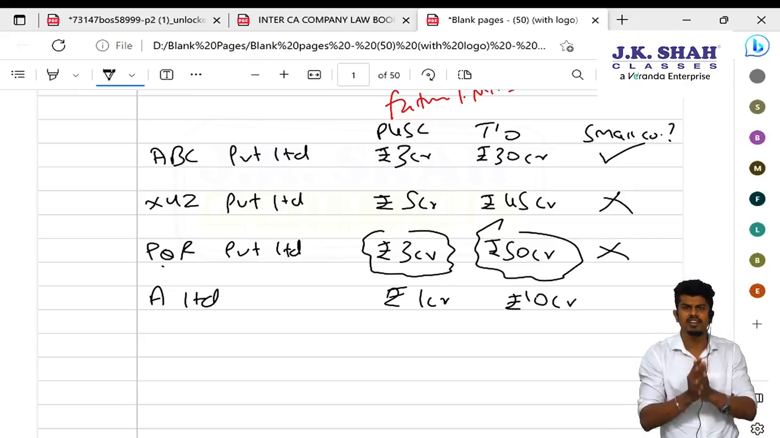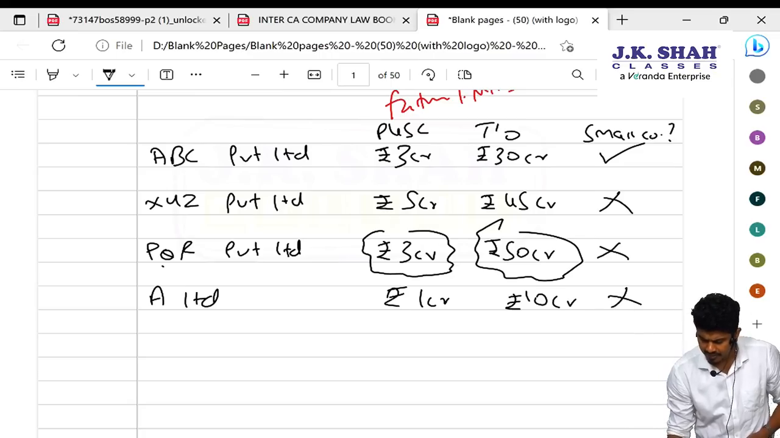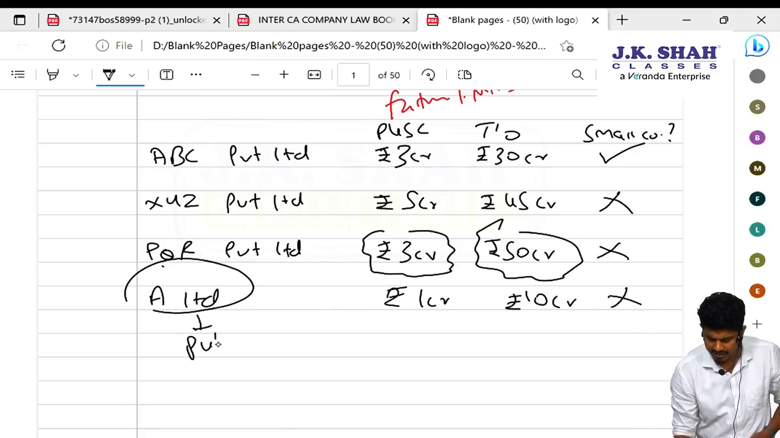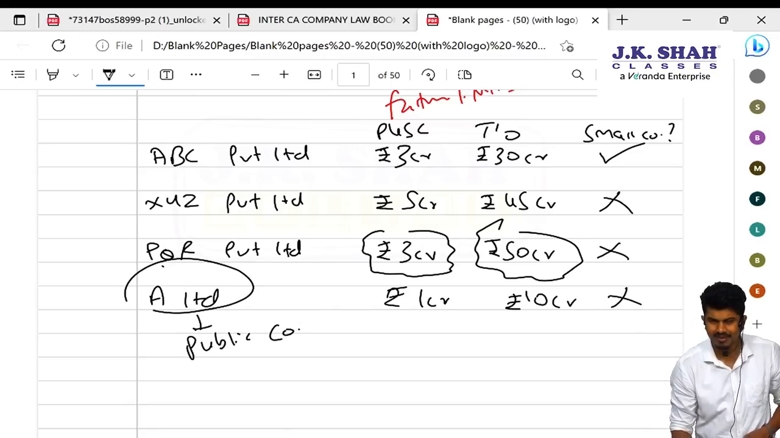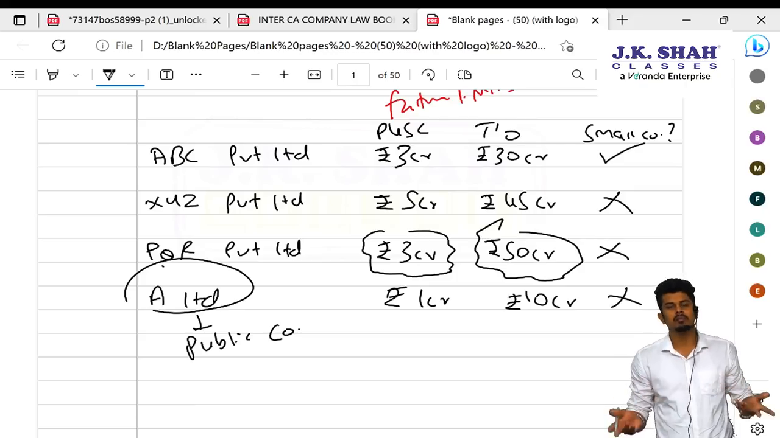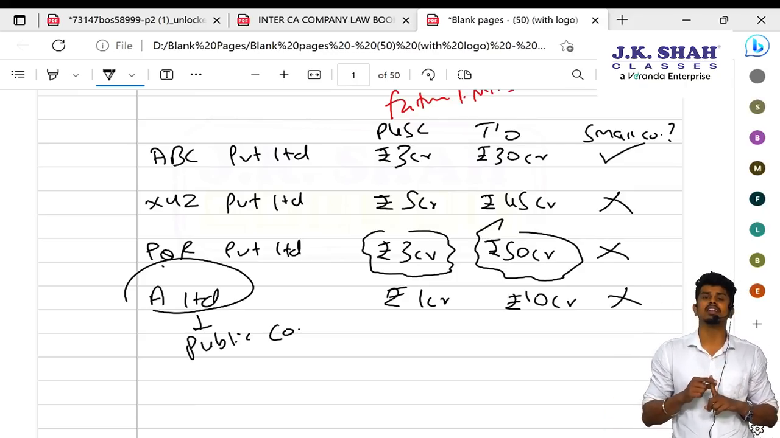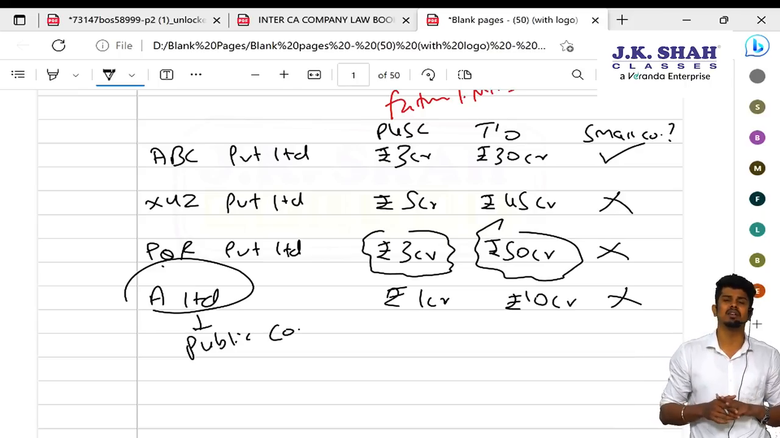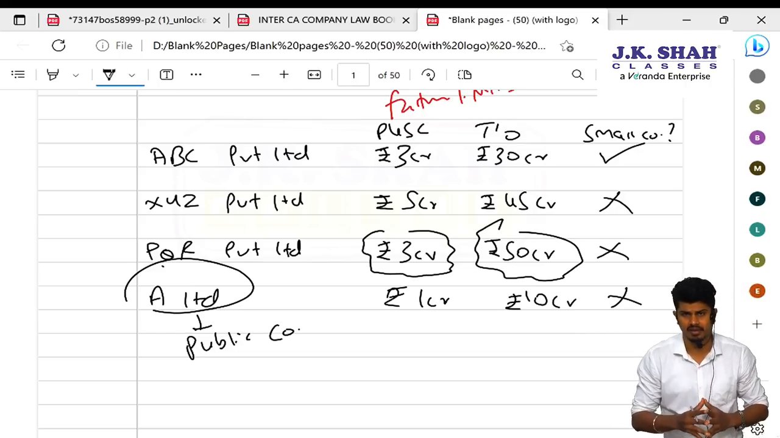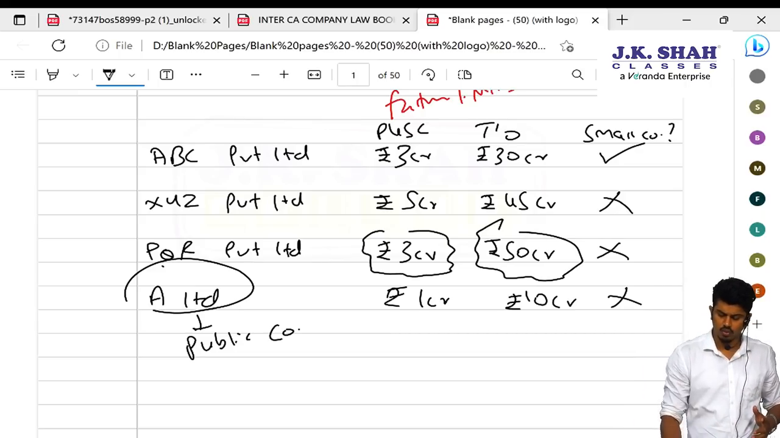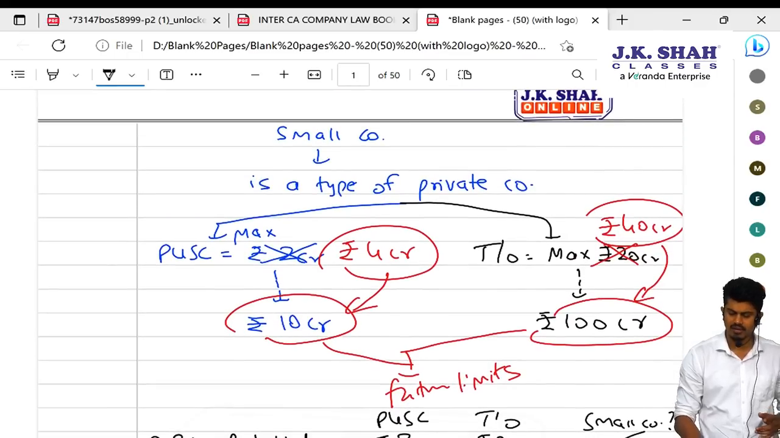The answer is definitely no, because it is a public company. It is a public company because the word limited has been used. So a public company cannot be a small company. Apart from that, holding and subsidiary company, section 8 company or special companies are also not considered as small company.